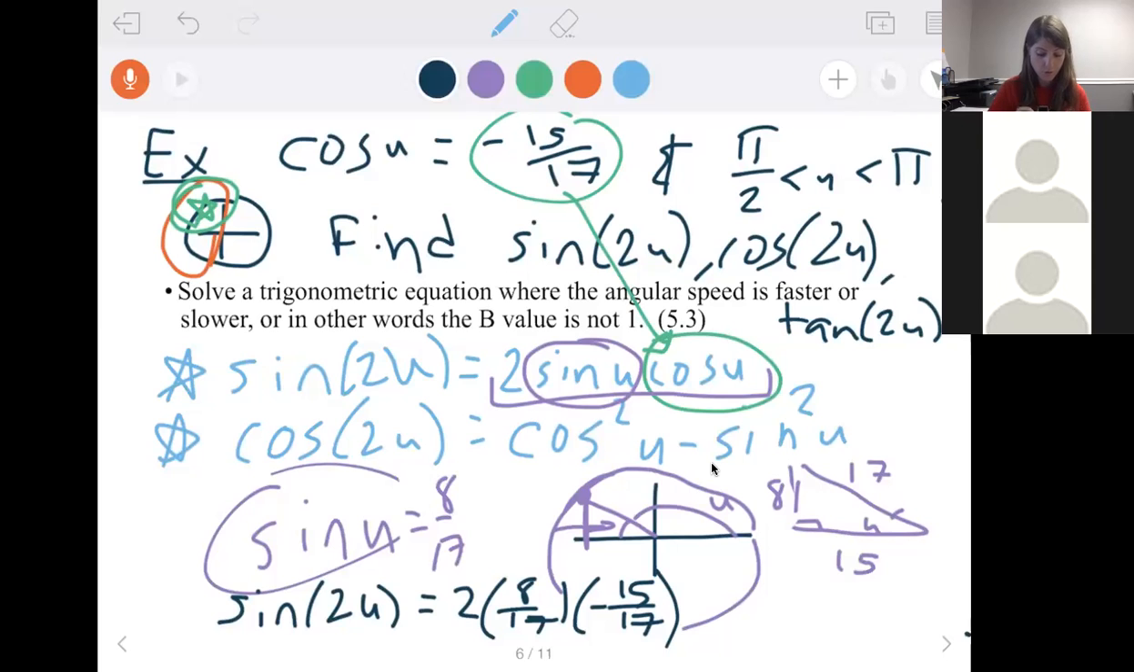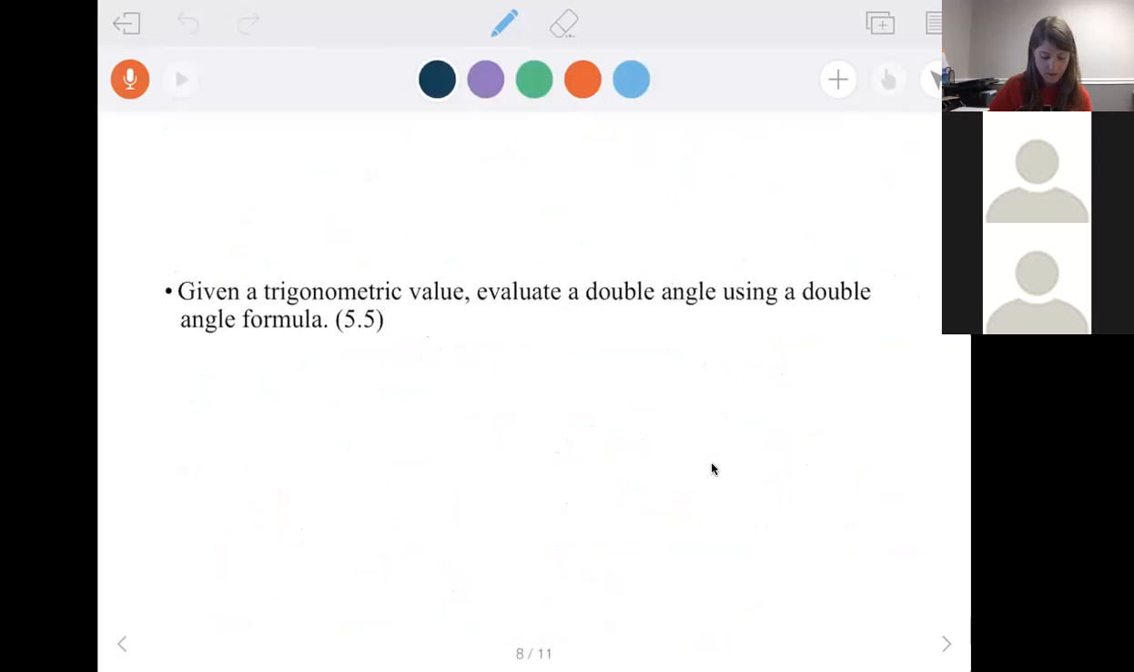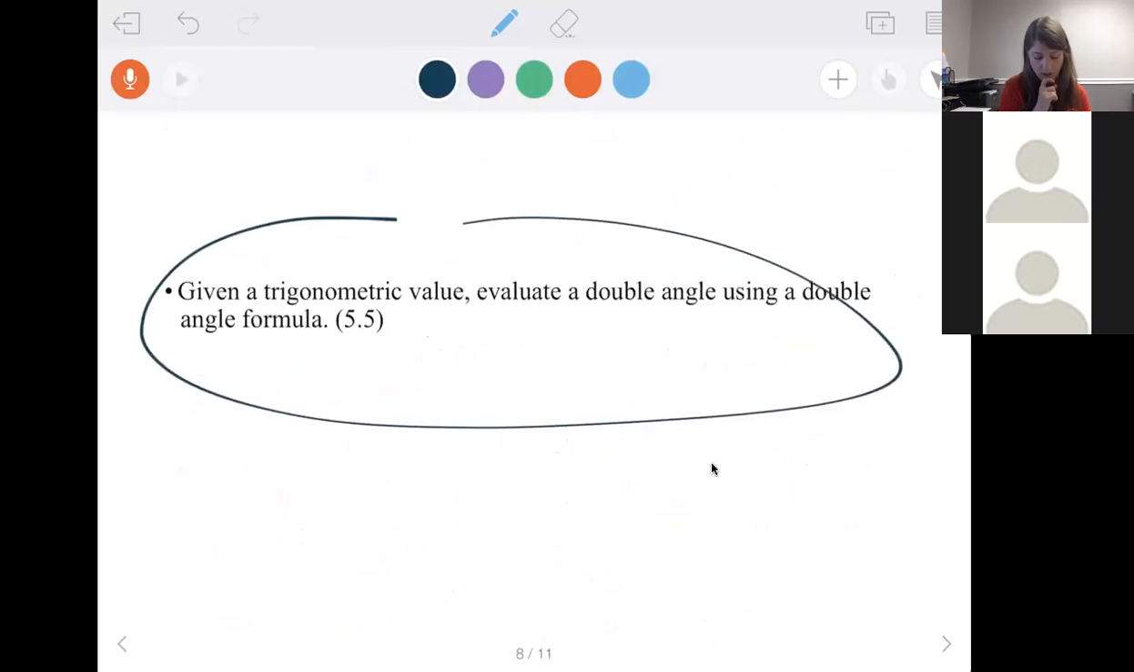So this actual problem went in 5.5. It was this objective, evaluate a double angle using a double angle formula. So that problem that we just worked was a 5.5 problem. And 5.5 is tied to 5.4. So let's just talk about these two, and then we'll go back to those trig equations, and I'll show you an actual question that we had out of 5.3, and then look at the Desmos activity for solving trig equations.